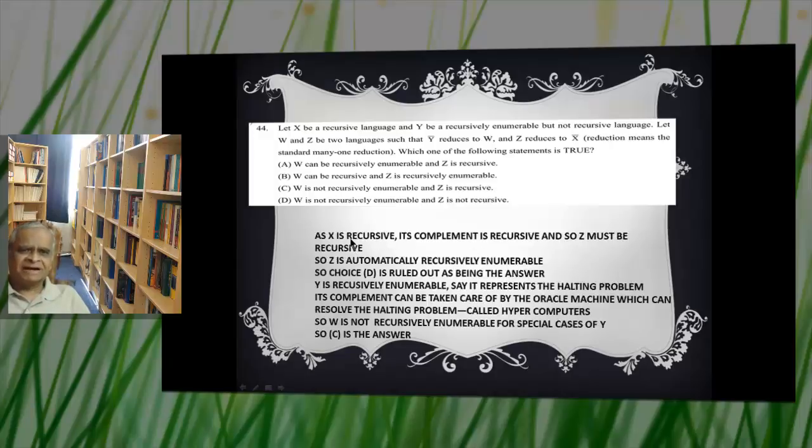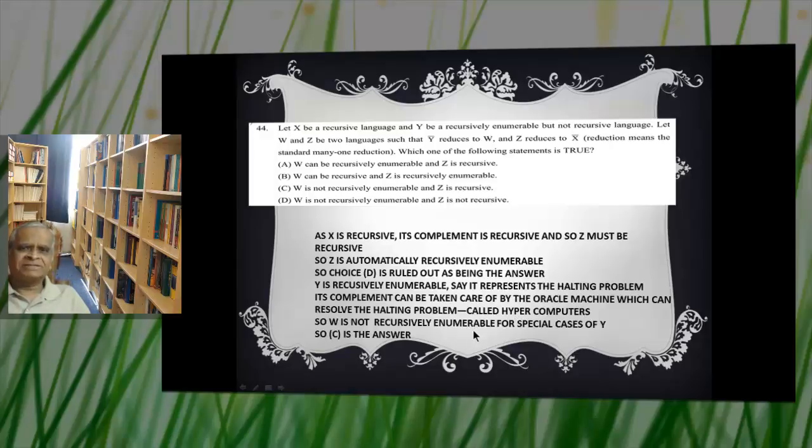Now, X is recursive, its complement is recursive, so Z must be recursive. Z is both recursive and RE. Choice D is ruled out. Let us consider Y. Y is recursively enumerable, but not recursive. So let us say it represents the halting problem. Its complement can be taken care of by an Oracle machine. This is called a hypercomputer.